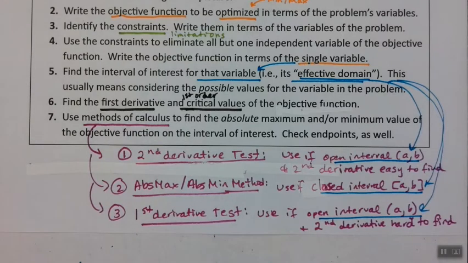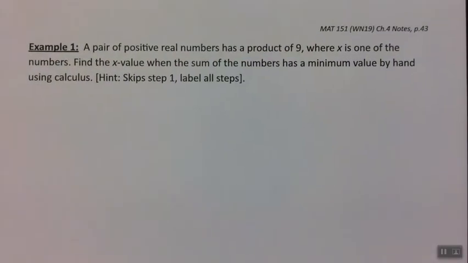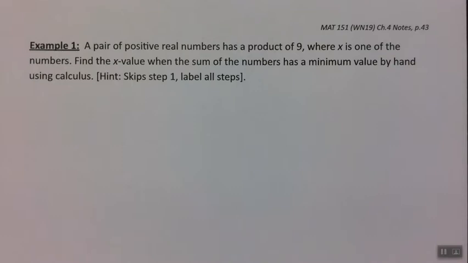Okay, so let's do a problem. And then we'll kind of understand, hopefully, how this all works. So we have a pair of positive real numbers that has a product of 9, where x is one of the numbers. Find the x value when the sum of the numbers has a minimum value, by hand using calculus.